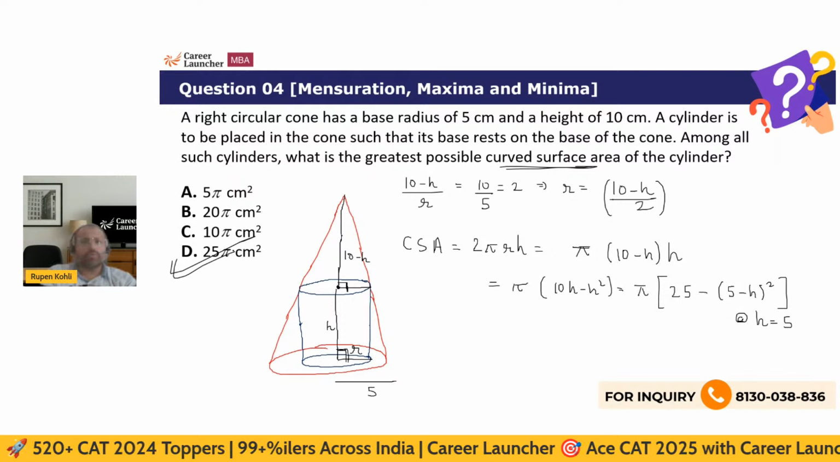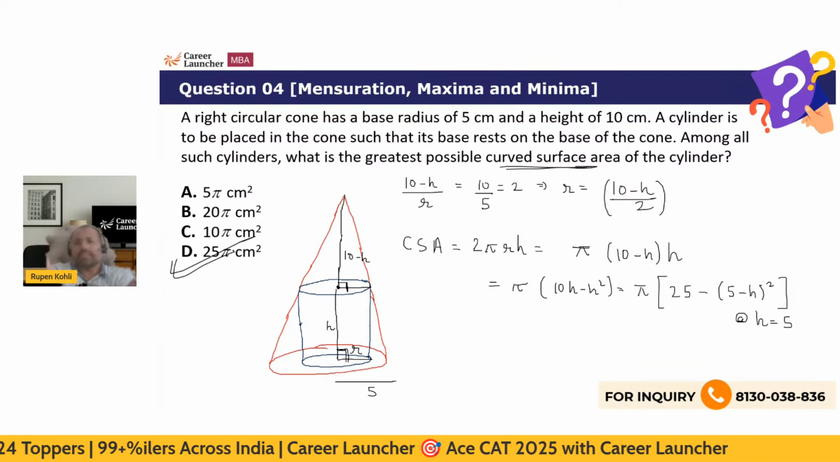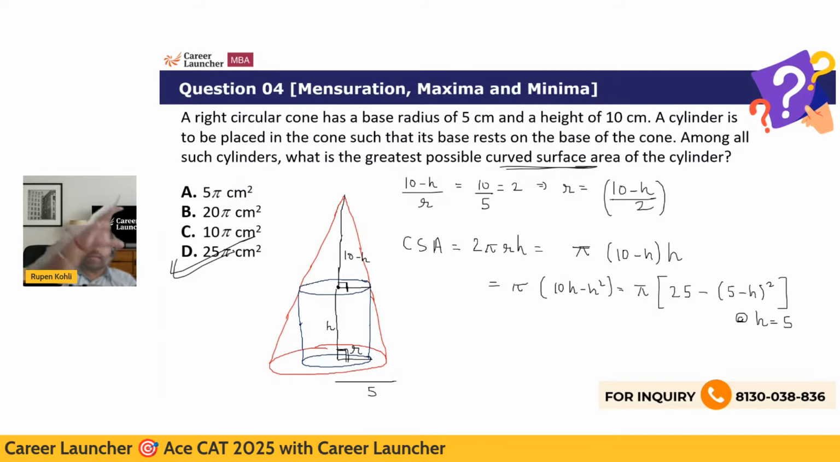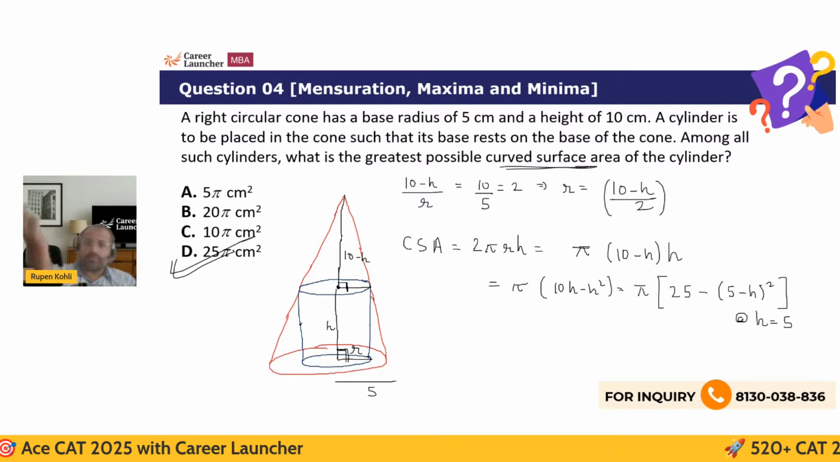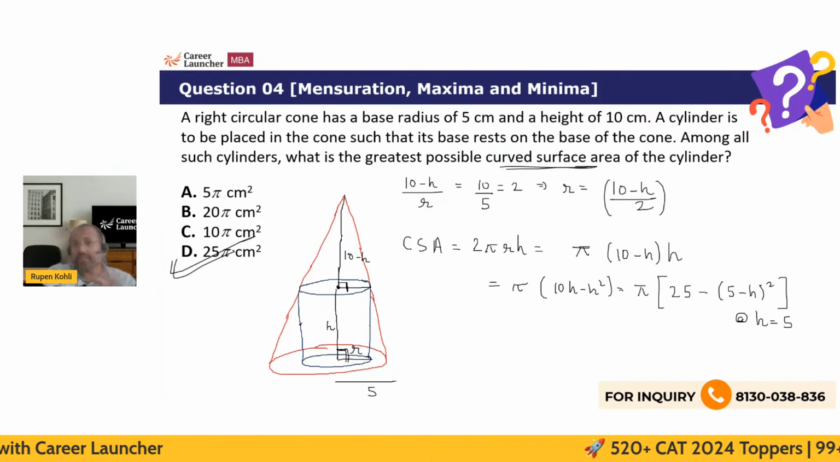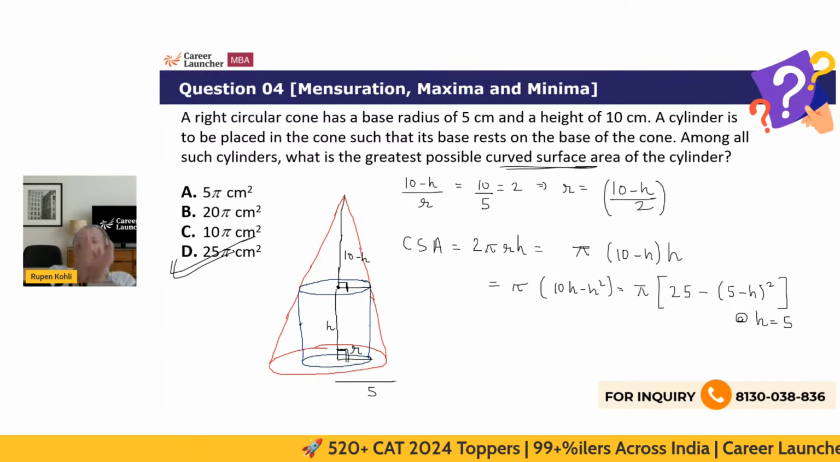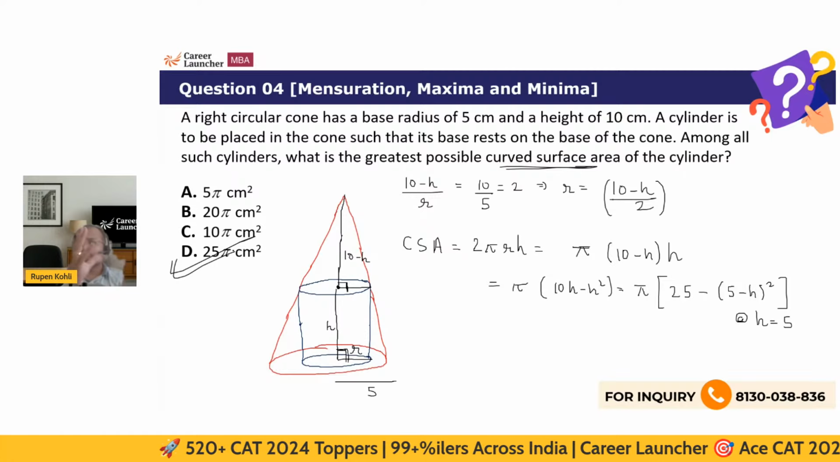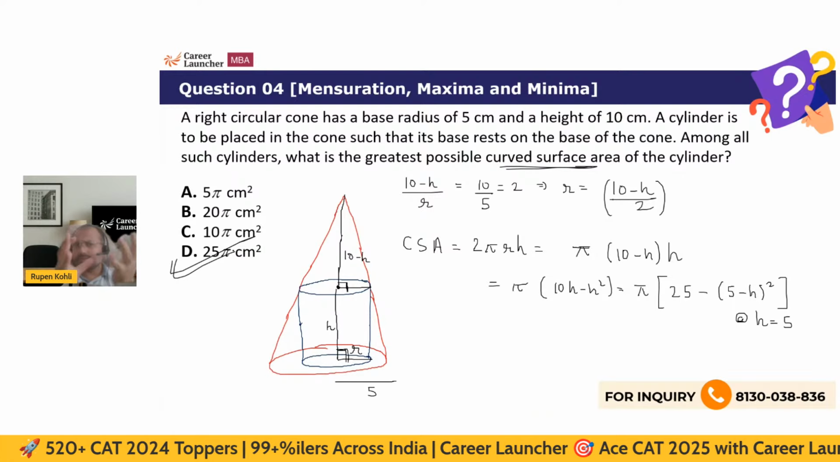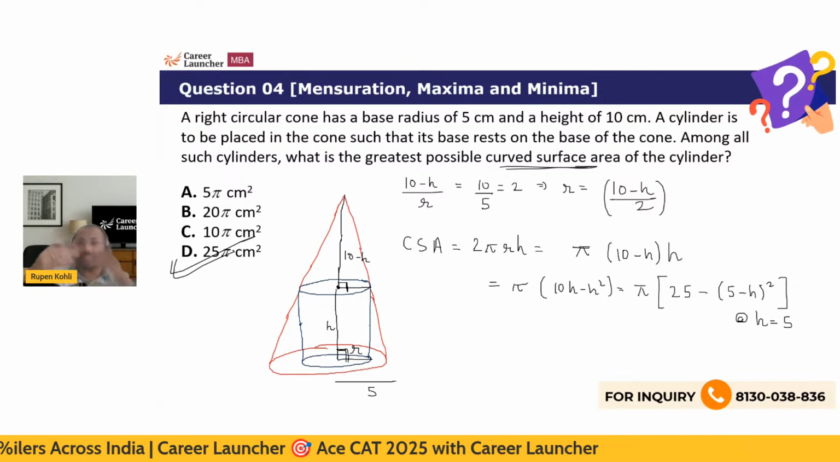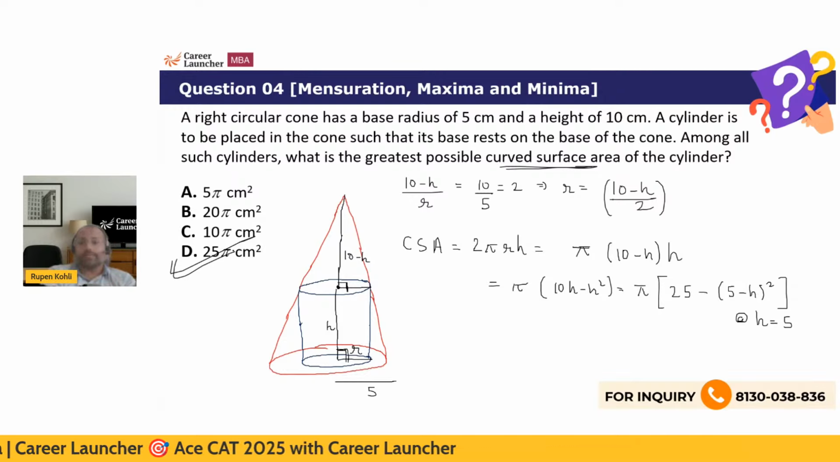So a usual quadratic maximization problem, but you had to derive it. You had to use similarity in the geometry of the figure to first define radius in terms of height, then define the curved surface area as a function of height and maximize that. Perfect. So it's an overlap of concepts: geometry, maximum minimum also, right? That's what the CAT exam is all about, mixing things up, isn't it?